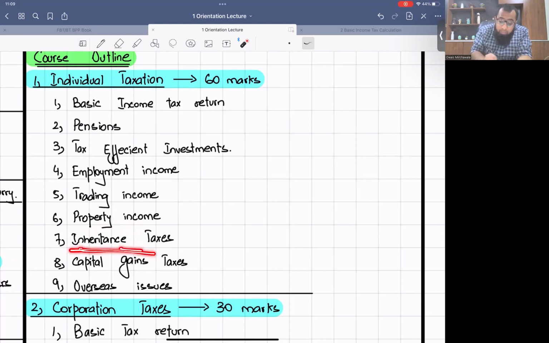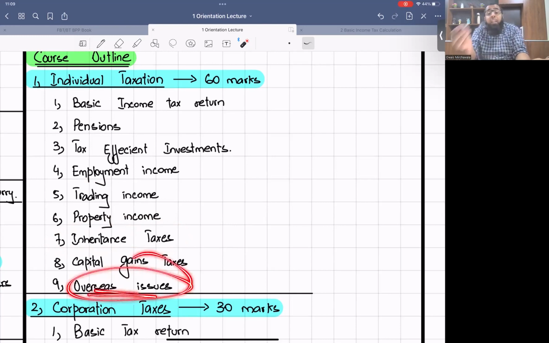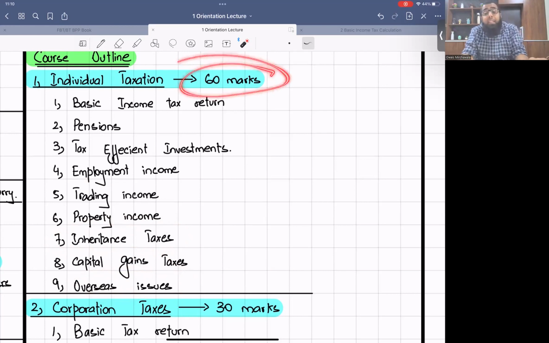Okay, then inheritance tax, if you get any gift, if someone gifts you an asset during life, or if you get an inheritance, a dead estate. If someone dies in the family and you get an inheritance, then you have to pay tax on it. Capital gains tax if you dispose of any asset. Overseas issues if you have any overseas incomes. So all of these chapters are discussed in individual taxation, and it is almost 60 marks. So the first area which we will be covering in advanced taxation will be taxation of individuals.